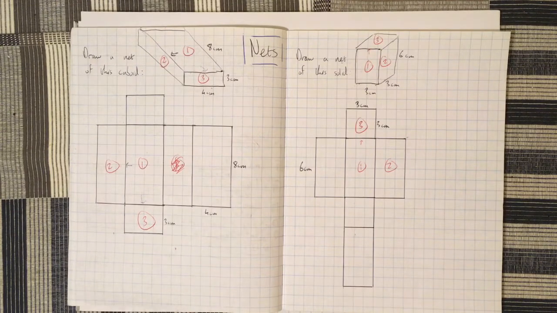All right, a cube will be similar. With a cube, you have more choices for what it looks like, but I would say make it look like this, which is probably the easiest one to draw. All right.